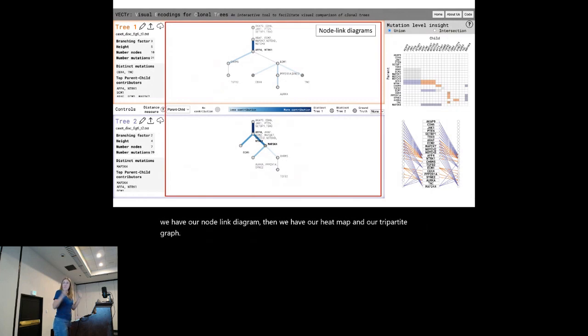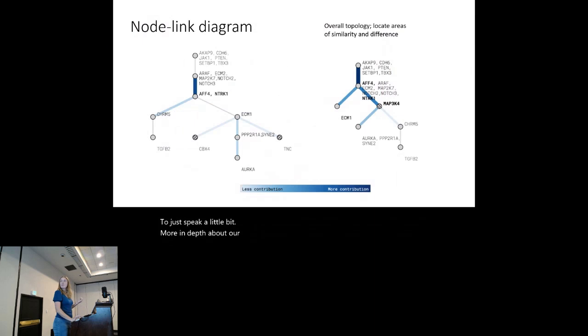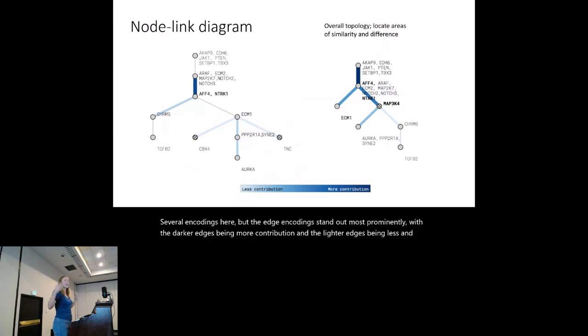To just speak a little bit more in depth about our node link diagram, we have several encodings here, but the edge encodings stand out most prominently, with the darker edges being more contribution and the lighter edges being less. And this visualization is very helpful because it's a familiar way of representing trees, and you're able to more globally see where are the areas of similarity and difference.